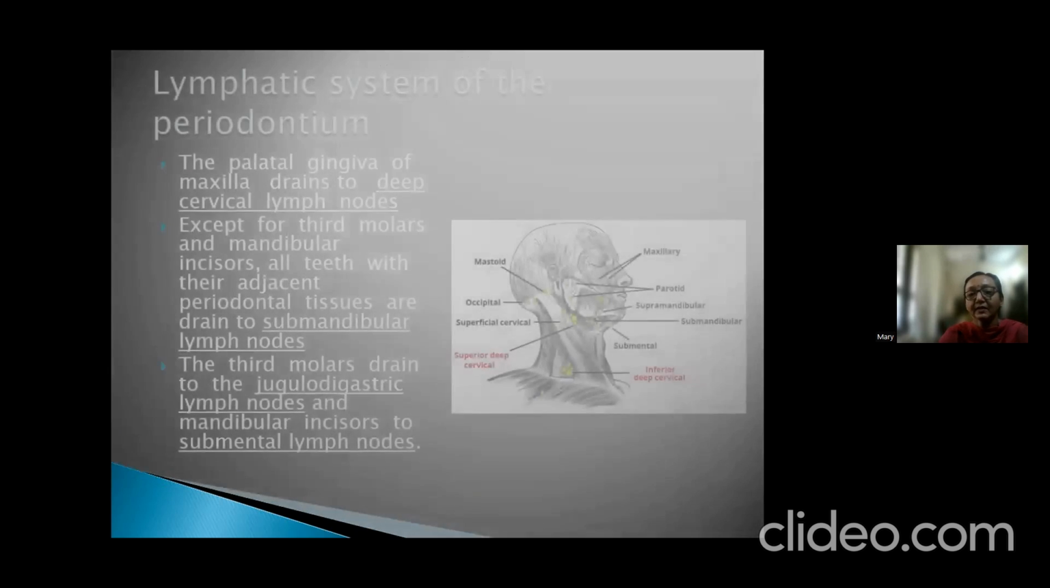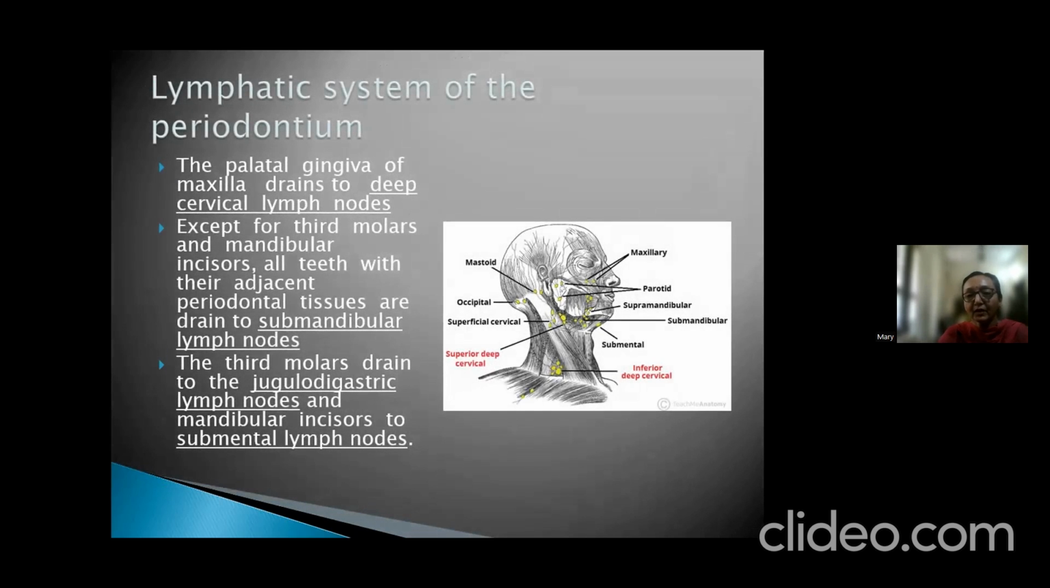Besides, we also have the lymphatic drainage. The periodontal ligament of the palate mainly drains into the deep cervical lymph nodes, except for the third molars and the lower central incisors, or the mandibular central incisors. The rest of the periodontal ligament drains into the submandibular lymph nodes. Also, the third molars drain into the jugulo-digastric lymph nodes, and the mandibular incisors drain into the submental lymph nodes. So we see there are 4 main lymphatic drainage sources: the deep cervical lymph node, submandibular, jugulo-digastric, as well as the submental lymph nodes.